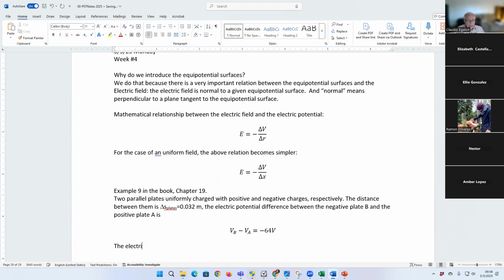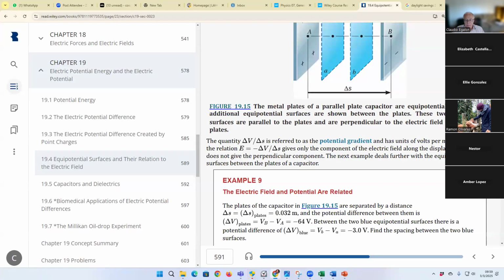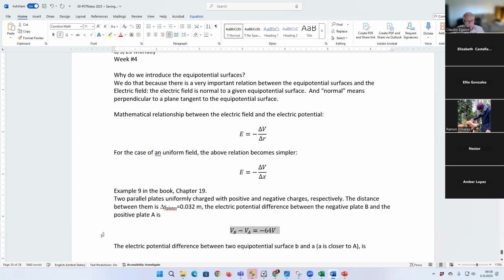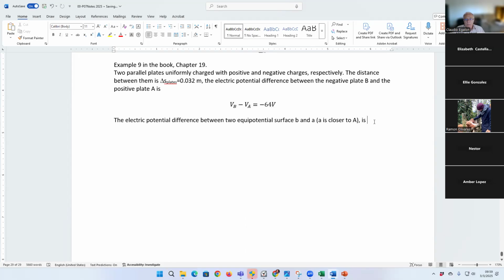The electric potential difference between two equipotential surfaces, lowercase b and lowercase a, is closer to capital A. Let's see, what is it? It is minus 3 volts. So B minus A is minus 3 volts.